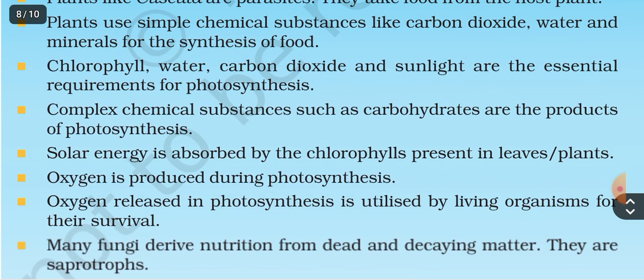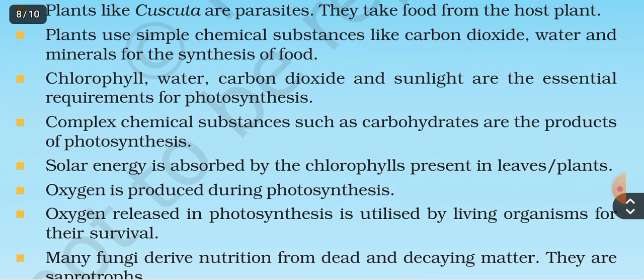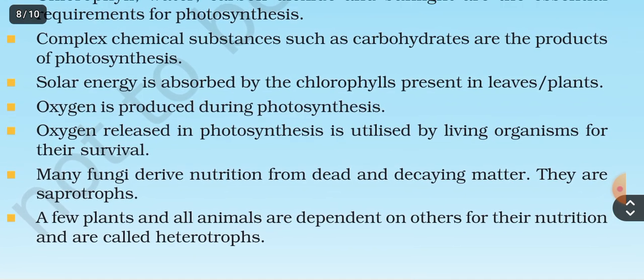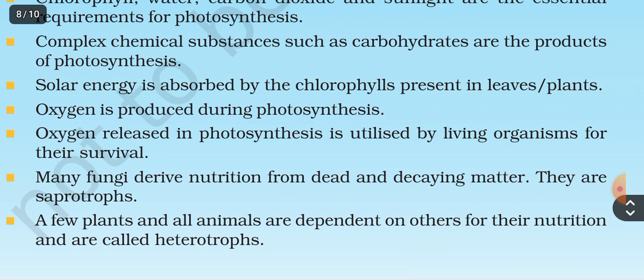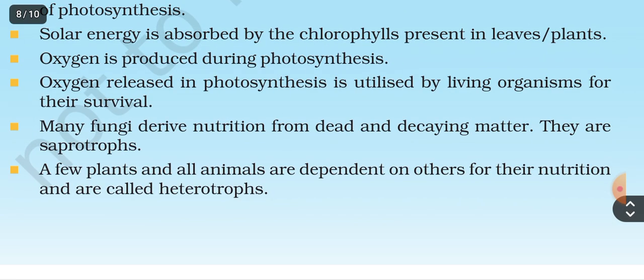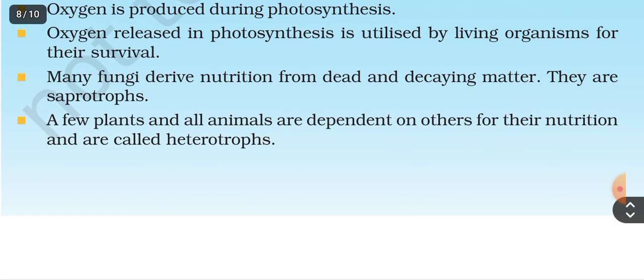Plants use simple chemical substances like carbon dioxide, water, and minerals for the synthesis of food. Chlorophyll, water, carbon dioxide, and sunlight are the essential requirements for photosynthesis. Complex chemical substances such as carbohydrates are the products of photosynthesis. Solar energy is absorbed by the chlorophyll present in leaves of plants. Oxygen is produced during photosynthesis. Oxygen released in photosynthesis is utilized by living organisms for their survival.